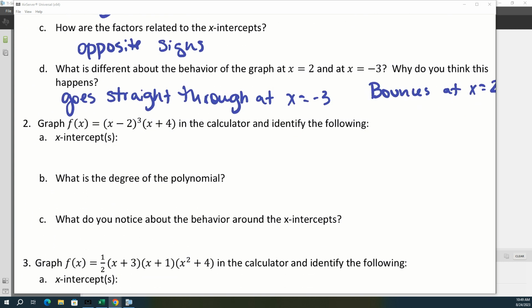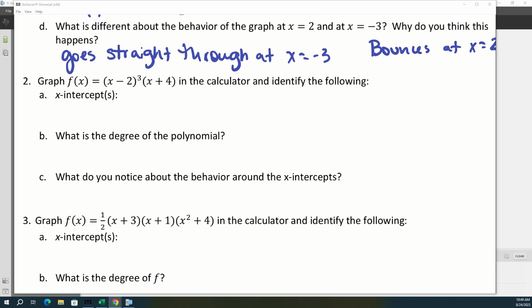Let's look at number 2. So the x-intercepts here are going to be 2 and -4, I should say. What did you guys say about the degree? It's also 4. Good. And then, what was happening at x equals 2? What was this behavior on the x-axis? It does go through. Does it go straight through or does it do a little wiggle? Do y'all remember? It wiggled.